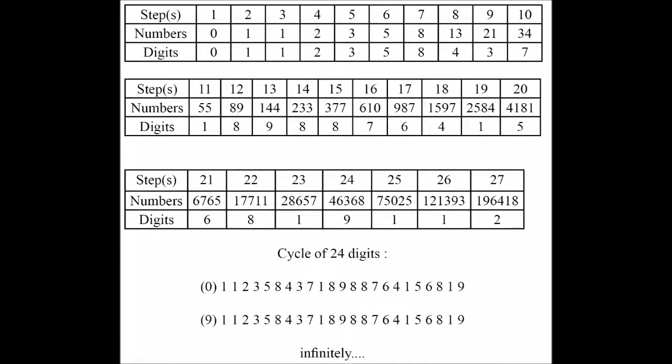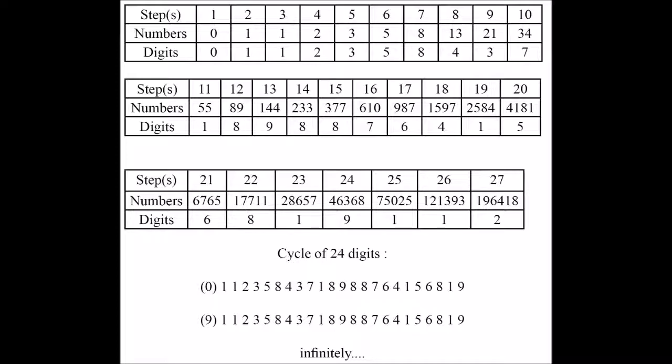Let's go back to the Fibonacci sequence. In this table is presented the step, the Fibonacci numbers, and the last row is the digits. When added together, it results in a digit for each number. For example, for the step 10, the number is 34, and if I add up 3 and 4 together, it's 7.